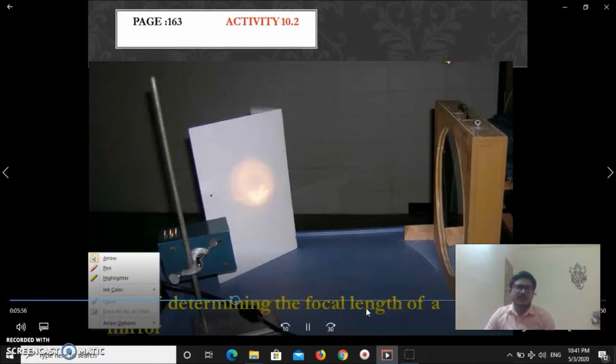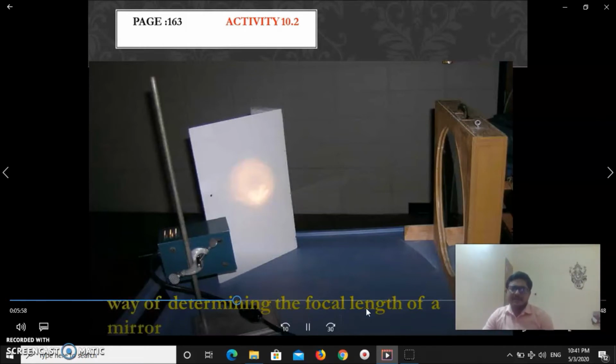Now one question that sometimes comes: if you visit the lab, the first experiment you have to do is to calculate the focal length of a concave mirror or convex mirror. So I have taken here a concave mirror, and I will explain how we can determine the focal length of a mirror by performing a small experiment.